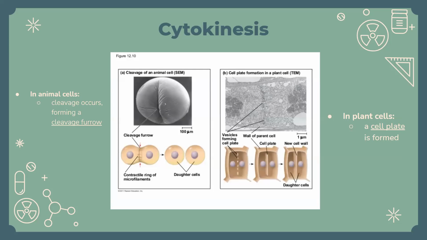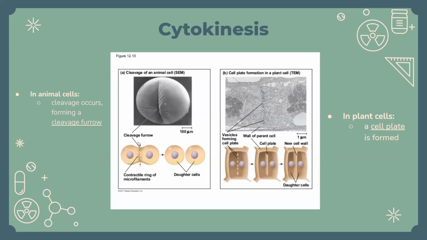Okay, so cytokinesis happens differently in plant cells and animal cells. In animal cells, we will have a cleavage of the cell membrane, and this will form something that we call the cleavage furrow. On the other hand, in plant cells, we won't see the cleavage furrow, and instead it's a cell plate.